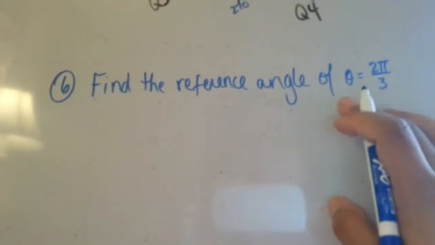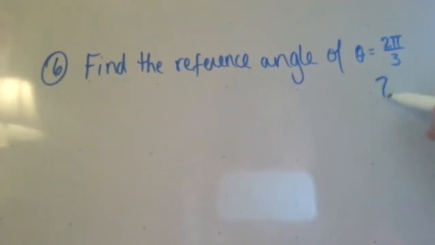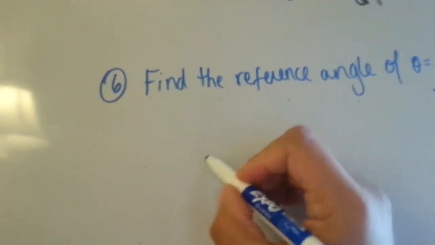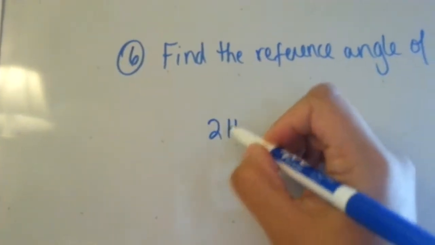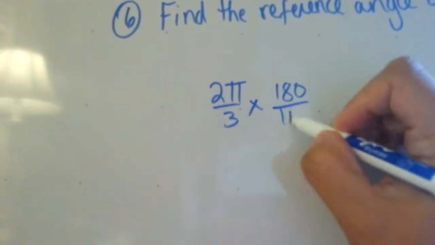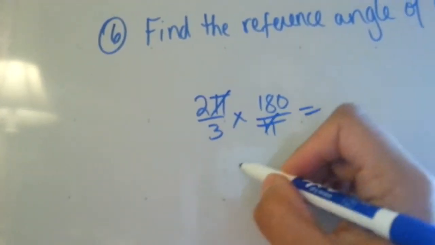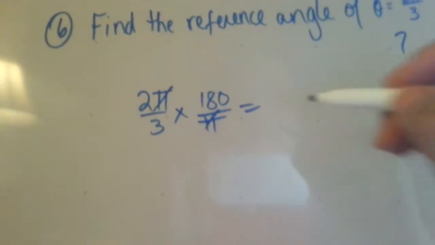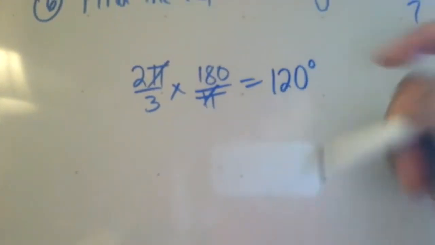Find the reference angle of theta equals 2 pi over 3. Well, the question is, what quadrant is that in? In radians, it's really hard for us to know, so the first thing we should do is change it into degrees. We do that by multiplying by 180 over pi. This cancels and we do 2 times 180 divided by 3. We get 120 degrees.